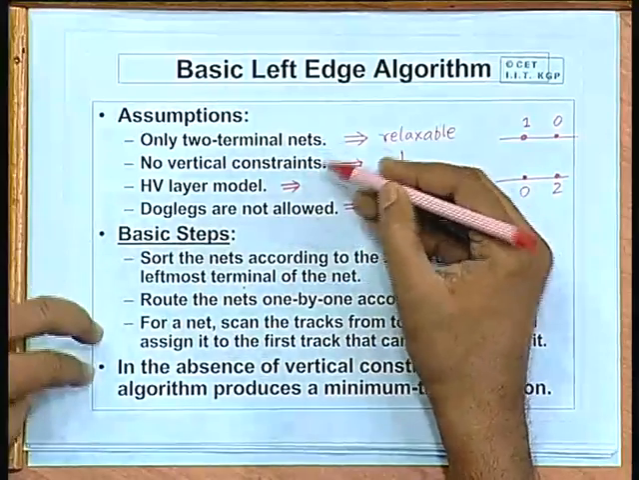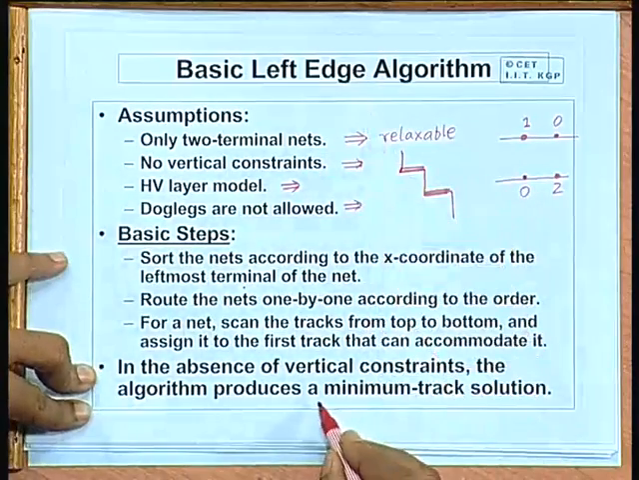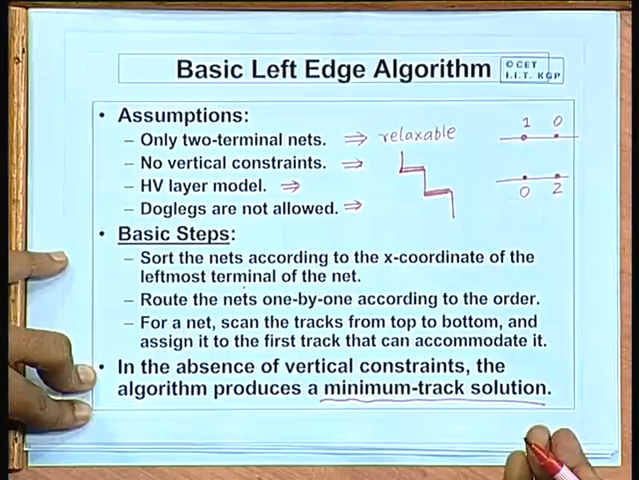So, the algorithm is fairly trivial. You look at the horizontal spans of the net, the one which is coming leftmost with respect to the left terminal, you assign it to the first track, take the next one, you see whether it can be accommodated on the first track, if not, put it on the second track, take the third one, you again scan from the top, you find out the first track where you can put it, you put it there. In that way you go on putting them. Now, in the absence of these constraints, it can be shown that this produces a minimum track solution for obvious reasons. You cannot do any better, if you look at the algorithm, though it works.